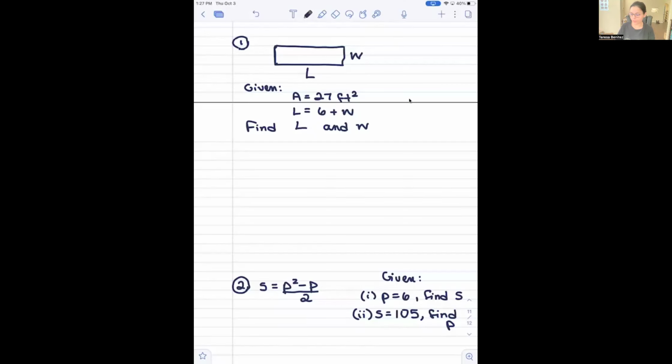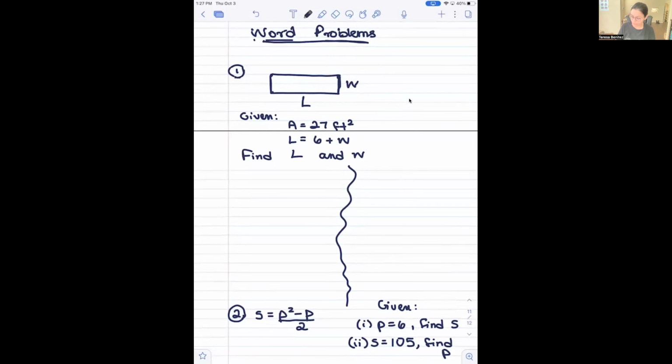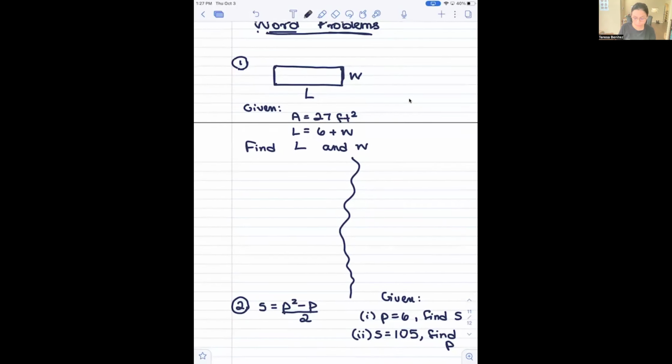All right, there we go. This is the first problem. Should have left a little bit more space, but I think it might be good. Okay, we have a rectangle. Let's pretend this is a straight line here. And we have the length and the width unknown, but we know that the area is 27 square feet and that the length is 6 plus the width. So with that, we can find L and W, or we can attempt to find L and W.